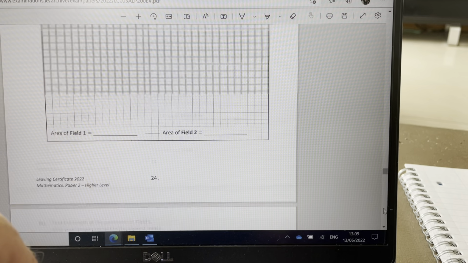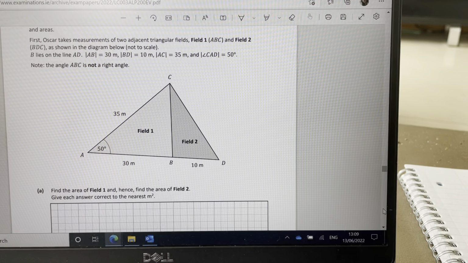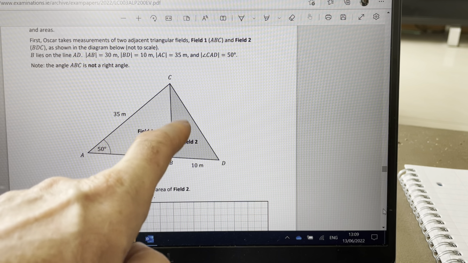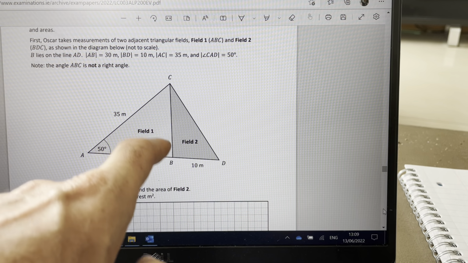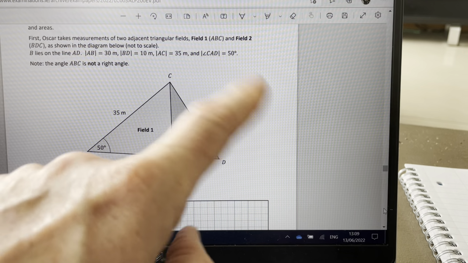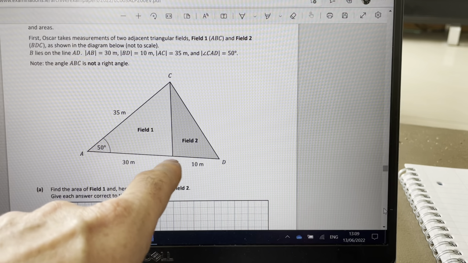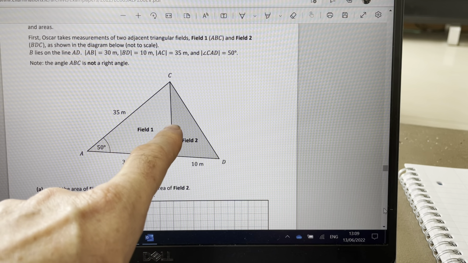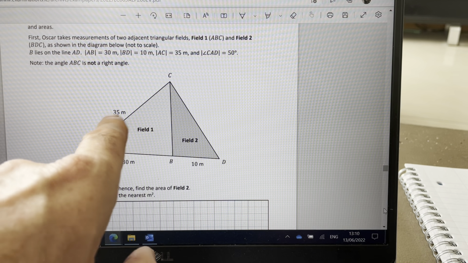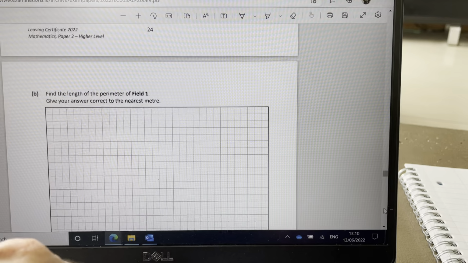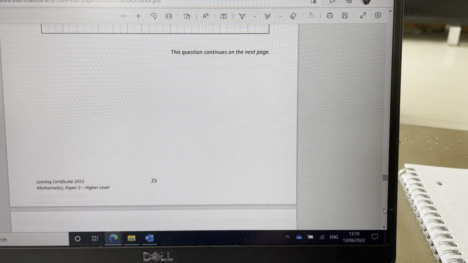Length of the perimeter of field 1. So you're going to need that. They helpfully say that's not a right angle triangle, which they didn't do in a previous year, about 2 years ago. It looked very right angle. But I'd presume cosine rule to get that, and then you just add them all up to get the perimeter. Okay.